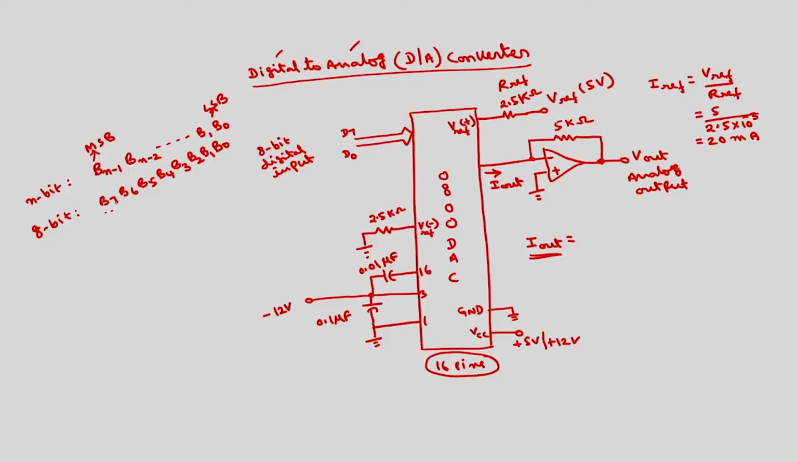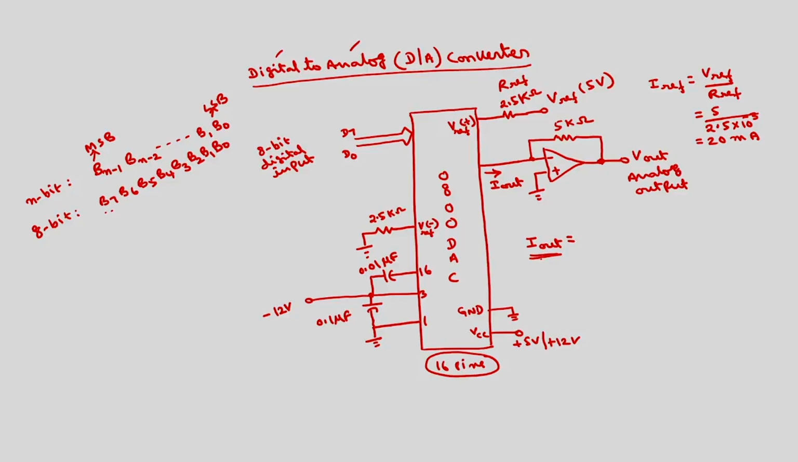If all bits are ones, we will get the highest current. If all bits are zeros, we will get the lowest current. In between, for different combinations we will get different values of the currents. Totally we will be having 256 different currents I out.